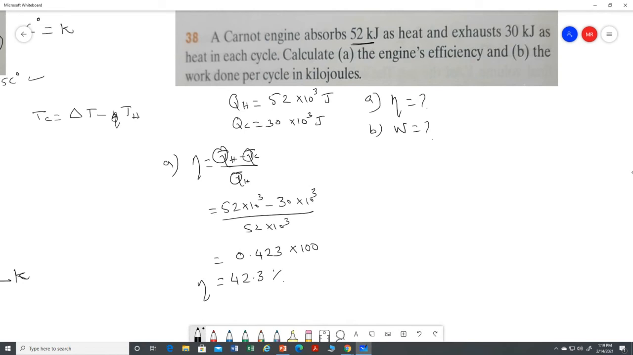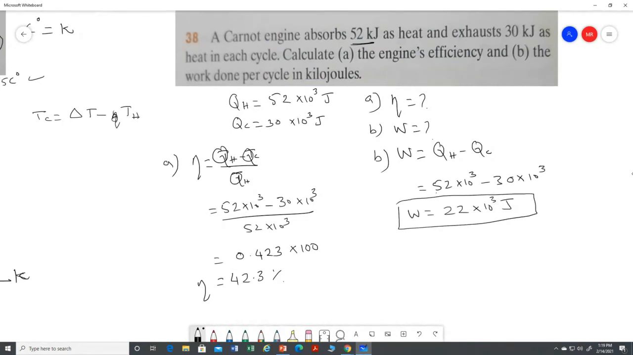Now let's come to the second question. What is our second question? Work done. What is the formula for work done, my dear? QH minus QC. Am I right? Yes. So, a direct question. QH is 52 multiplied by 10 to the power of 3 minus 30 multiplied by 10 to the power of 3. So 52 minus 30 is exactly 22 multiplied by 10 to the power of 3. The unit is joule, and this will be the answer for the second question. Clear? Doctor, he wanted it in kilojoule. Kilojoule, no problem. If you want to write it like this, no issue. That is also correct. Okay. Clear?